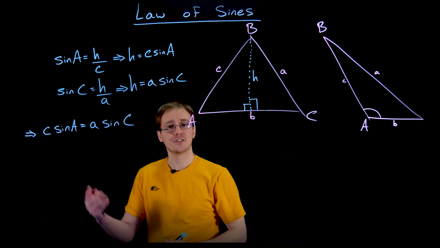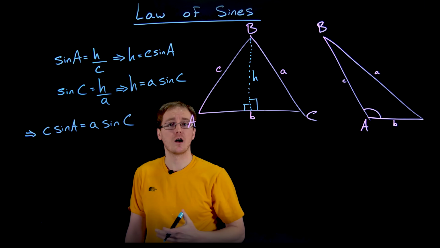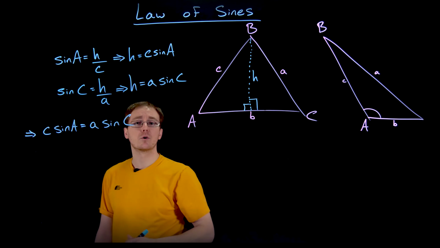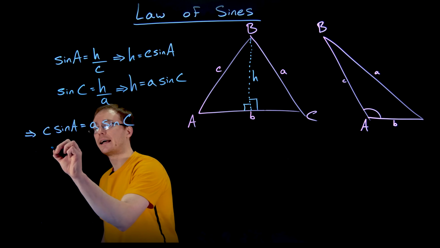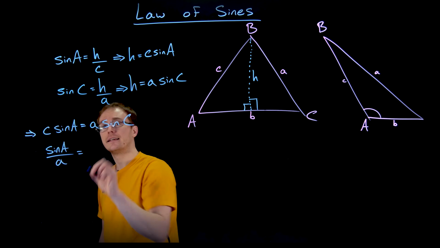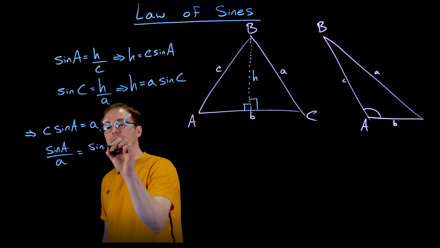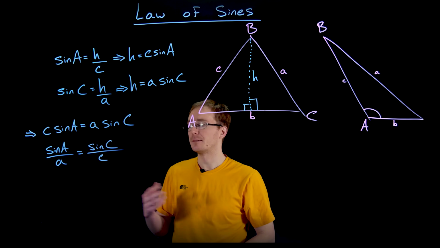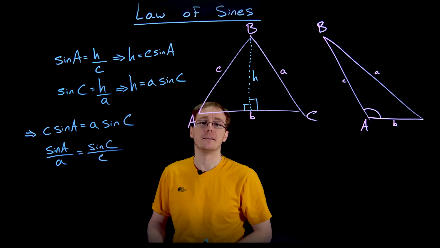And so this really is that relationship that we call the law of sines, but we tend to write it in a slightly different format, kind of moving the corresponding pieces around. We can write it as sine of angle A over side length A is equal to sine of angle C over side length C, right? Just divide both sides by A and C to obtain it in this form.